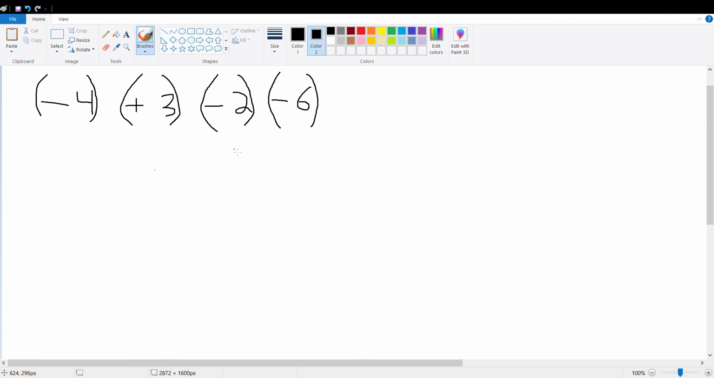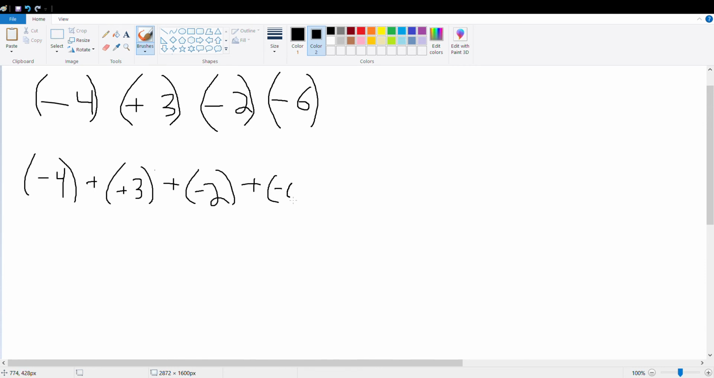So once we have our brackets inserted, now we're just going to add our addition or our plus sign. So we have negative 4 plus a positive 3 plus negative 2 plus negative 6. And now we would just solve this problem as we saw in the lesson last week.